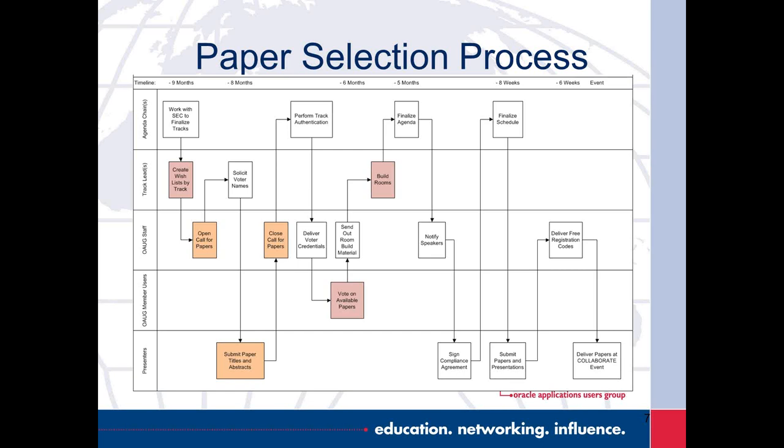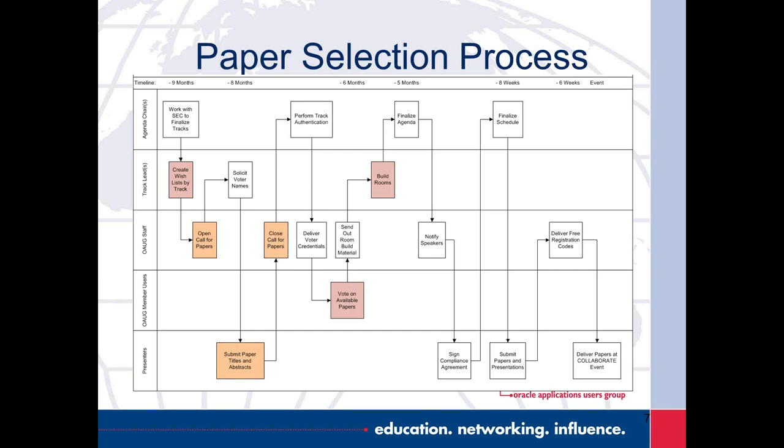We deliver the voter credentials. Voters are to be notified on October 3rd, and then voting opens. And right now, voting is scheduled to occur from Friday, October 17th to Monday, October 27th. The voting process is blind, which means that voters can only see the title, abstract, and objectives of the paper. They cannot see the name of the person who submitted it, nor can they see the company that the person works for. That way, we ensure that our voting process is very democratic, and people are voting on the content, not on the person.